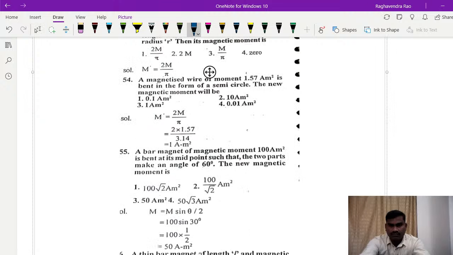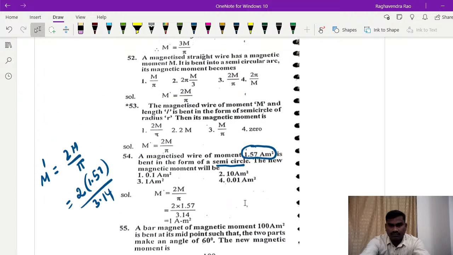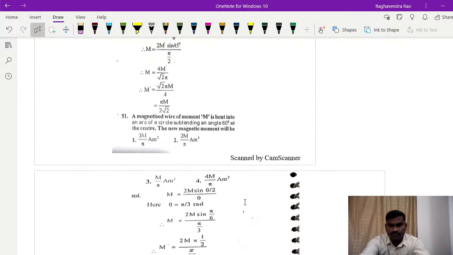A magnetized wire of magnetic moment 1.57 ampere meter square is bent in the form of a semicircle. The new magnetic moment will be? The new magnetic moment we already calculated, that is m dash is equal to 2m by pi. Simply they have given m is equal to 1.57. Pi value you can take as 3.14. So we can simplify the mathematical equation and get the value of the new magnetic moment. Like that, simply, by giving the magnetic moment value they will ask the questions. Okay, that is one.